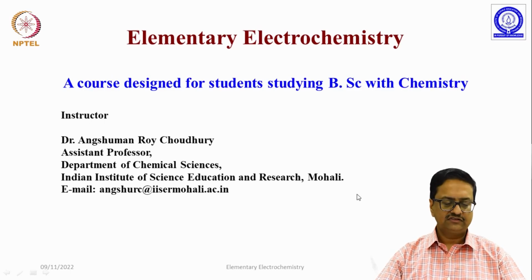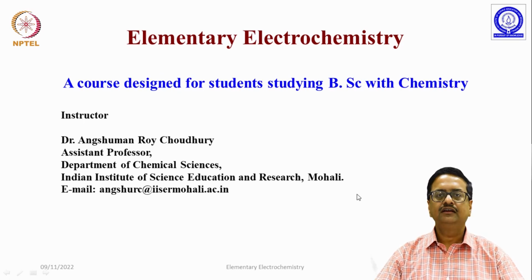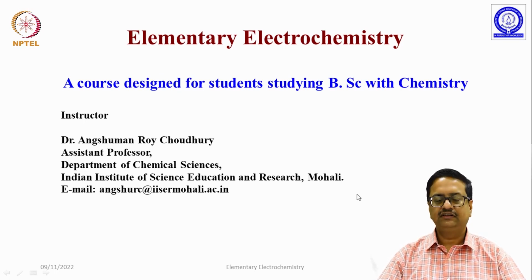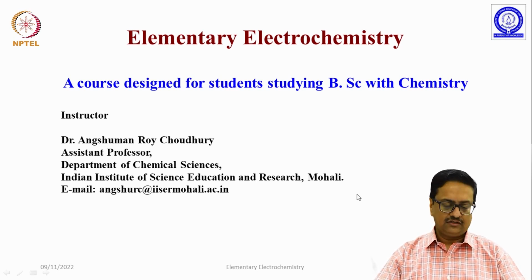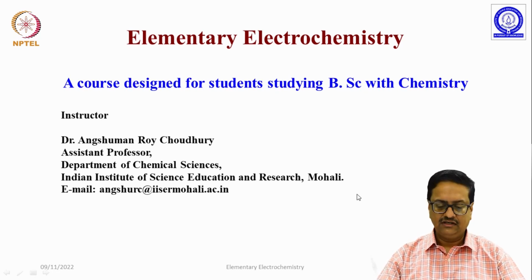Welcome back to the course entitled Elementary Electrochemistry. In the previous week, that is the first week of the course, we have discussed some basic aspects of electrochemistry. We started discussing Faraday's laws of electrolysis, discussed what are strong and weak electrolytes, and then we talked about a few electrochemical cells, Daniell cell and electrolytic cell like Castner cell.